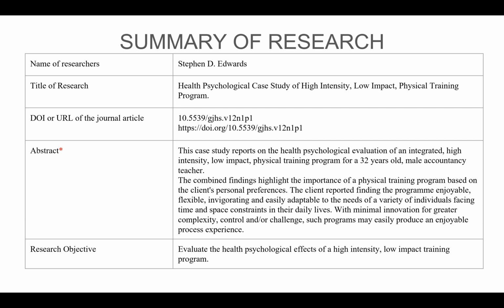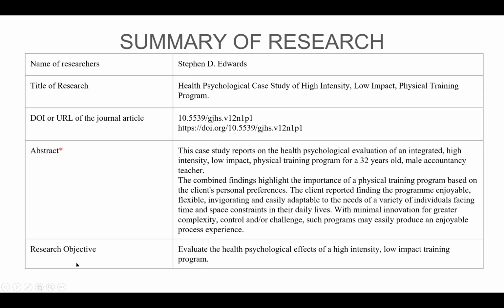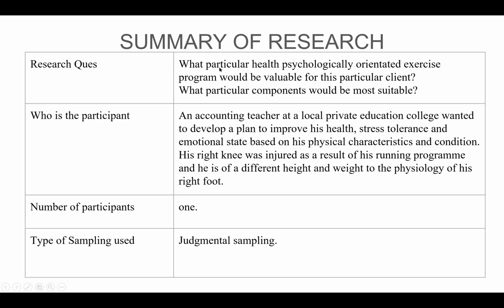Next, we look at the article's research objective and questions. Let's see, we have one objective and two research questions. First, let's talk about the objective. It's to evaluate the health psychological effects of a high-intensity, low-impact training program. Well, the first question is, what particular health psychologically oriented exercise program would be valuable for this particular client? And the second is, what particular components would be most suitable?